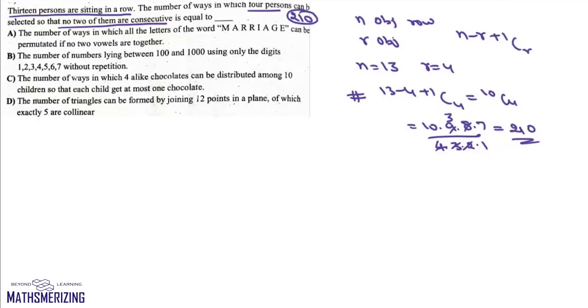Now we have to look at all the 4 options. Now the first one is number of ways in which all the letters of the word marriage can be permuted if no two vowels are together.